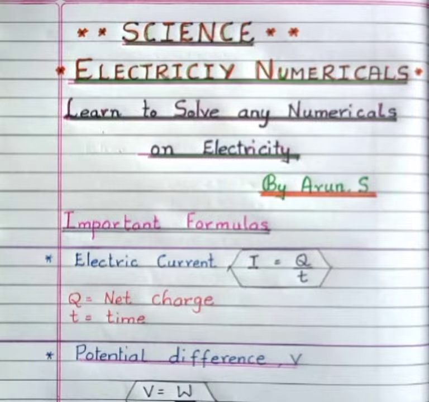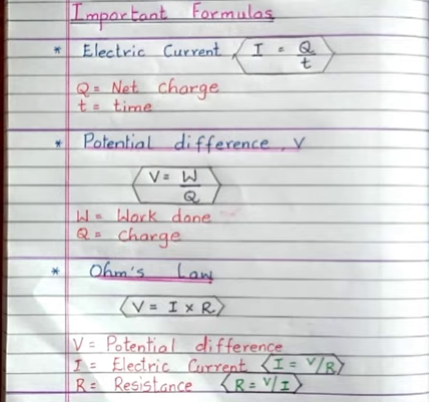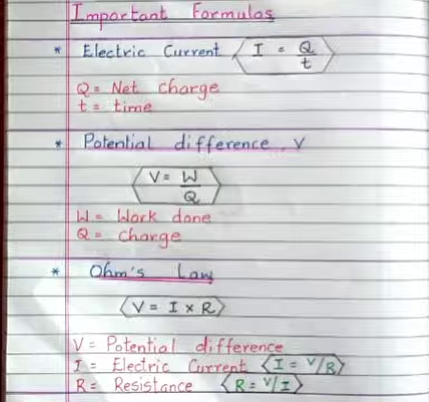Students, I have listed all the formulas from this unit. Make a note of this and learn so that it will be easy to solve the numericals from this chapter. First, electric current I is given by I equals Q divided by T, where Q is net charge, T is time. Then the potential difference between any 2 points V is given by V equals W divided by Q, where W is work done in moving a charge Q.